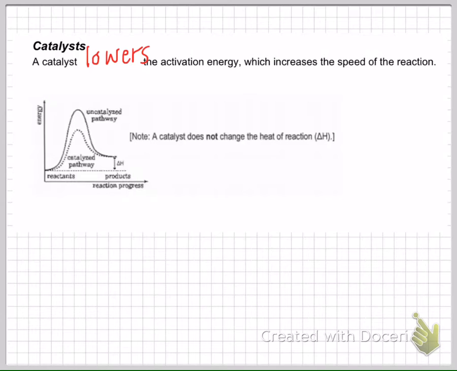The reactants have to overcome this energy barrier to get the reaction going, and that's called the activation energy. Now, what a catalyst does is it comes in and lowers this activation energy. If you look at this diagram here, this top bolded curve is an uncatalyzed pathway. So basically, this is without a catalyst.